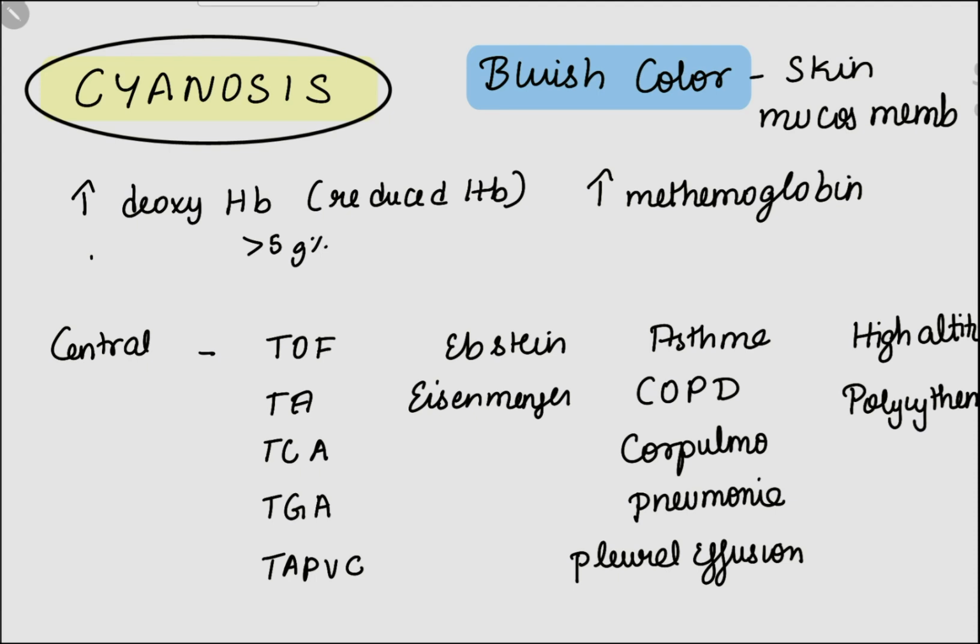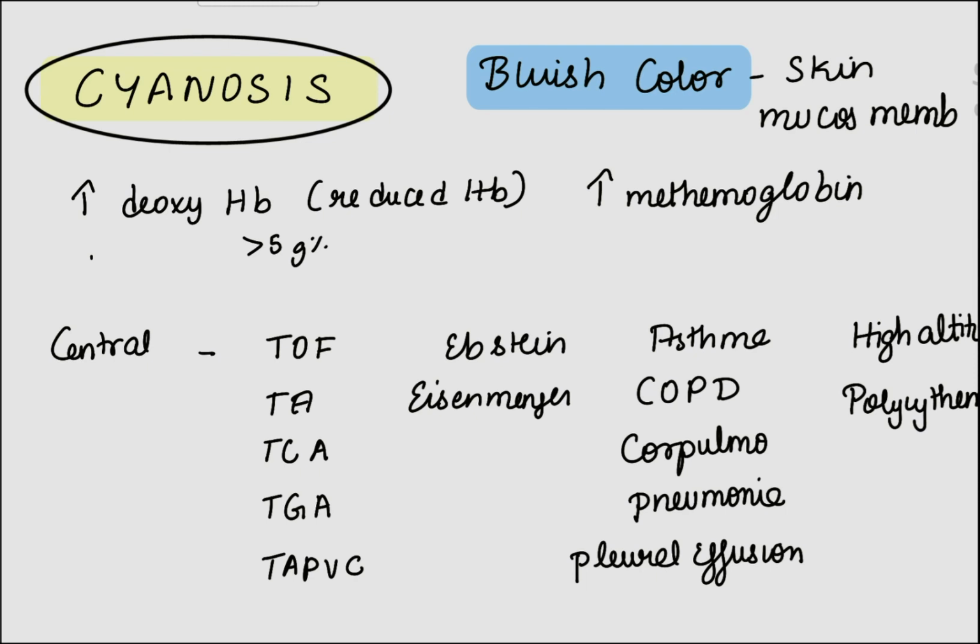Next, cyanosis. Cyanosis is the bluish coloration of skin and mucous membrane. Here there is increase in deoxyhemoglobin, that is the reduced form of hemoglobin, and there is even increase in methemoglobin. The increase in deoxyhemoglobin is more than 5 gram percent. The causes of cyanosis, central causes, include 5Ts and 2Es, that is tetralogy of Fallot, then we have truncus arteriosus, then tricuspid atresia, then transposition of great arteries, then TAPVC.